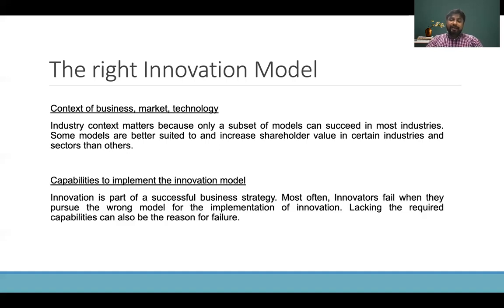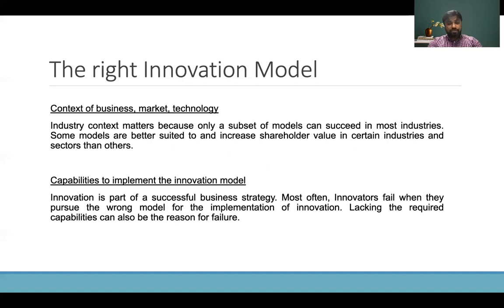Some models are better suited to increasing stakeholder value in certain industries, and they are not successful in other companies. The next most important thing is capabilities. Innovation is one thing, but the capability to innovate is what matters. Companies are developing their capabilities rather than just going for innovation, because you can frequently innovate when you have the right capabilities. Innovation is part of a successful business strategy. Most often, innovators fail when they pursue the wrong innovation model for which they don't have the capabilities. So the assessment and development of capabilities is most important when you opt for a business or innovation model.